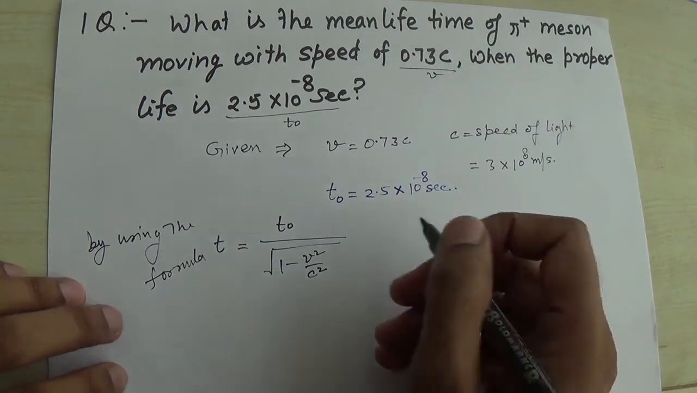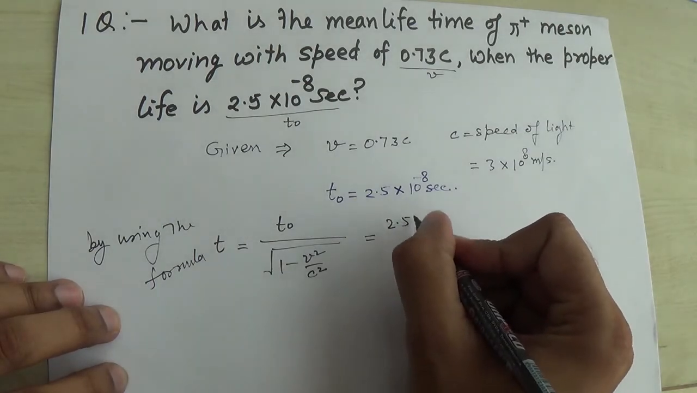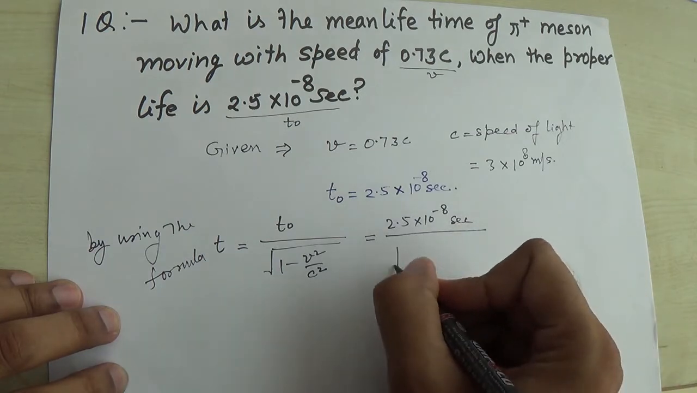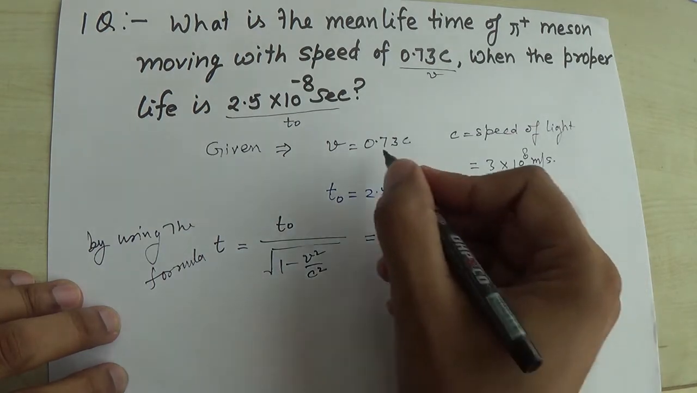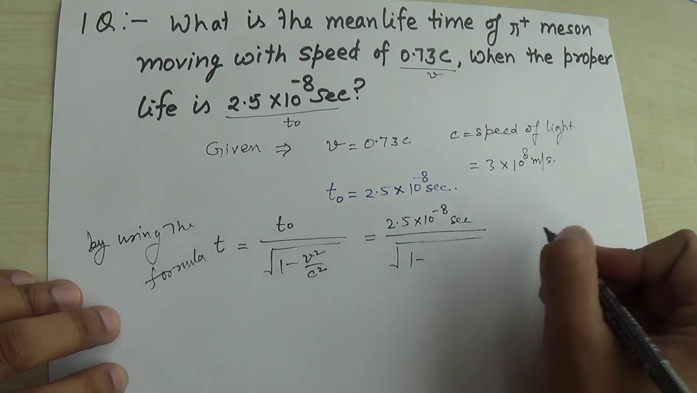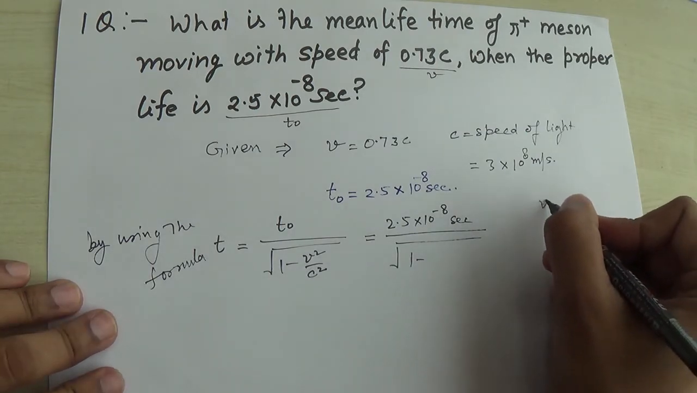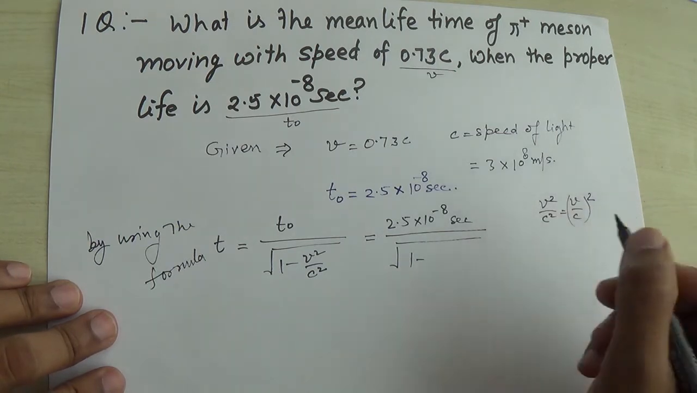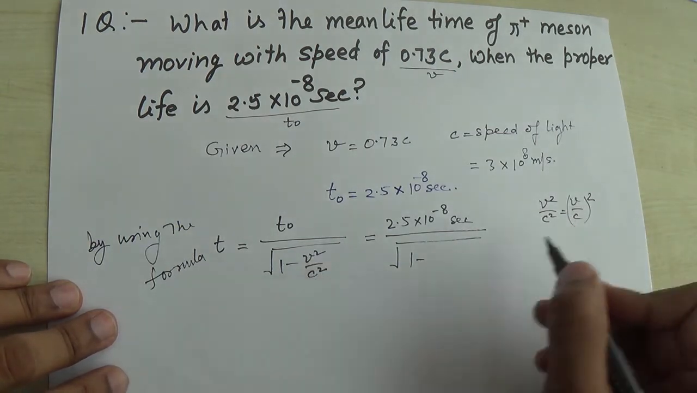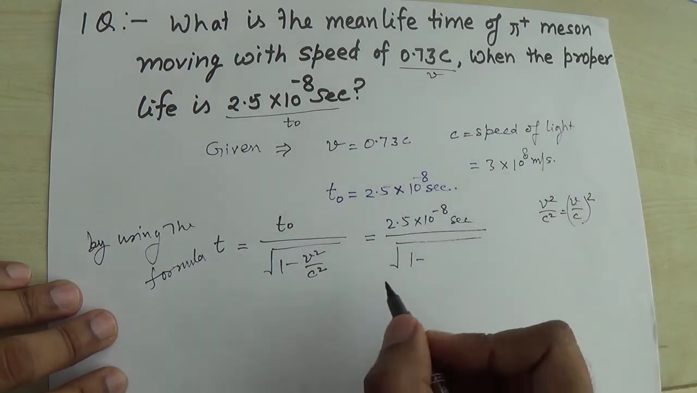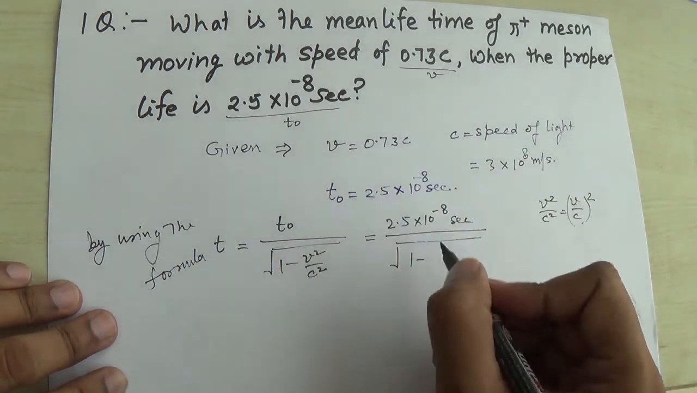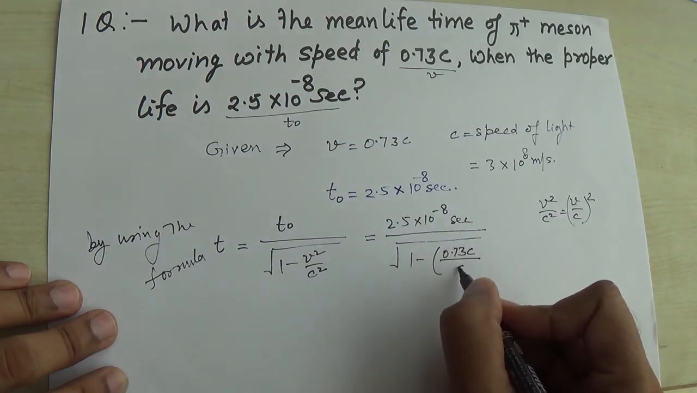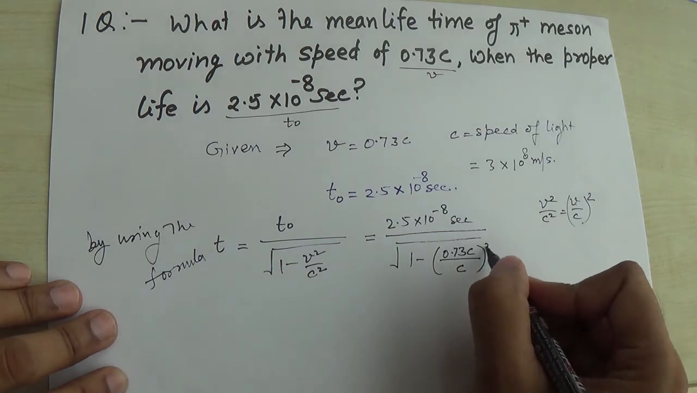So I am putting the value of t naught, that is 2.5 into 10 raised power minus 8 second, and this is square root of 1 minus v square upon c square, that is v upon c whole square. So instead of v square upon c square I can write v upon c whole square. So v is equal to 0.73 c upon this c, and square of it.